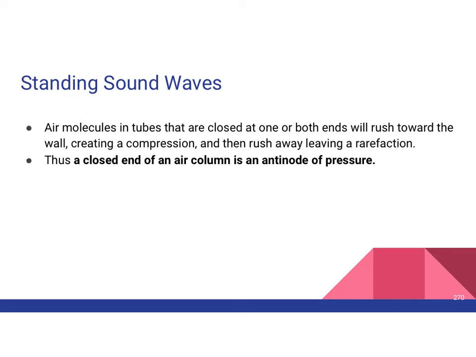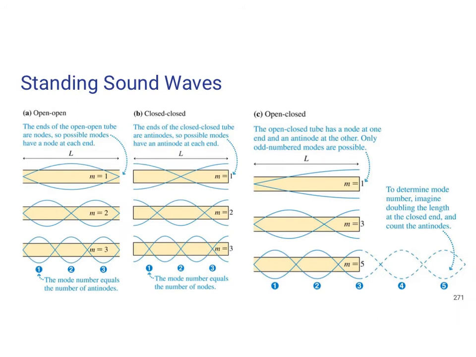And therefore a closed end of a tube is going to be an antinode. So if I imagine now, here's my open side and my closed side, we're assuming that this right here is going to be an antinode. So with those couple things in mind, we can start visualizing the waves that are going to occur in open-open and open-closed tubes. So here is what open-open and closed-closed tubes can look like, and open-closed tubes.